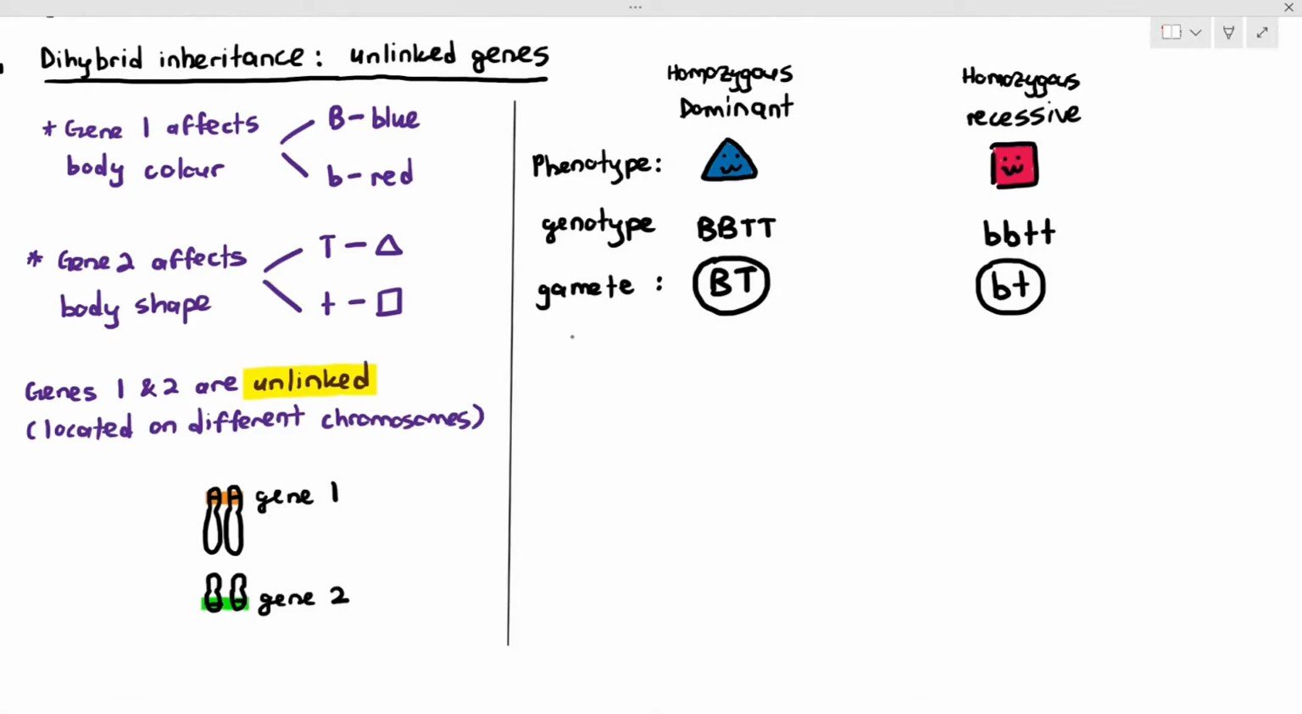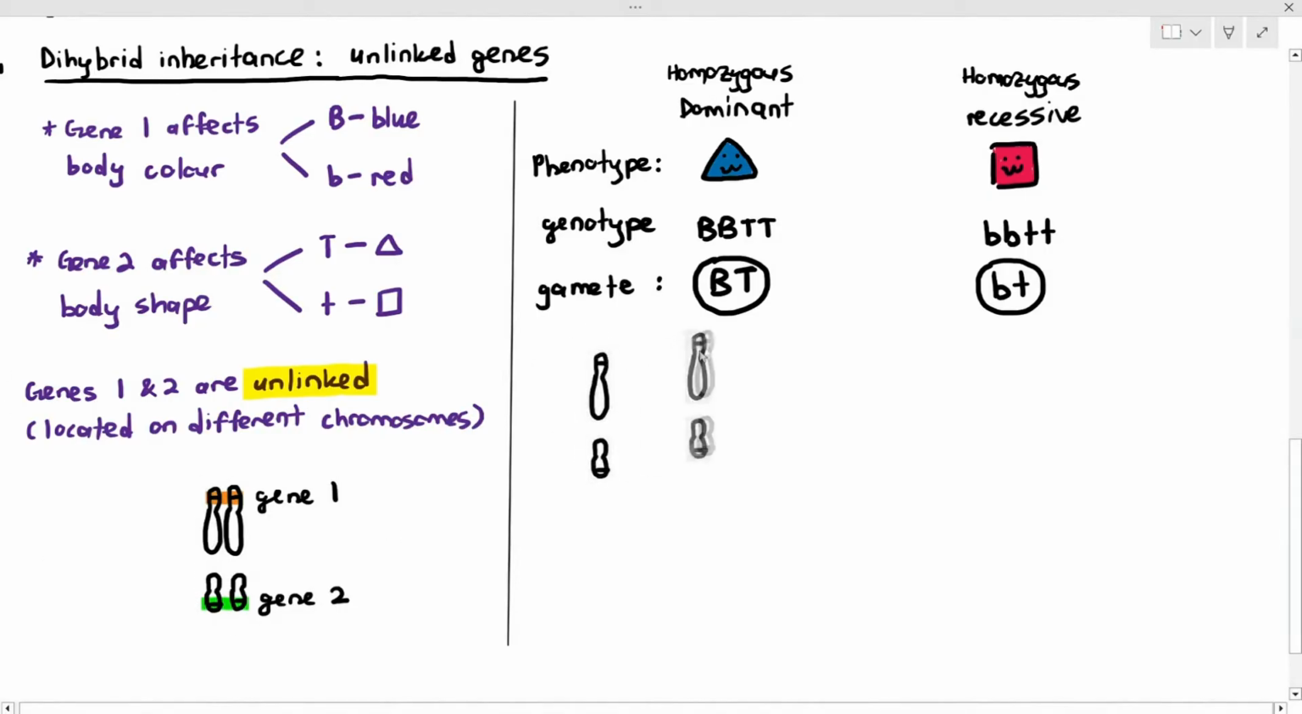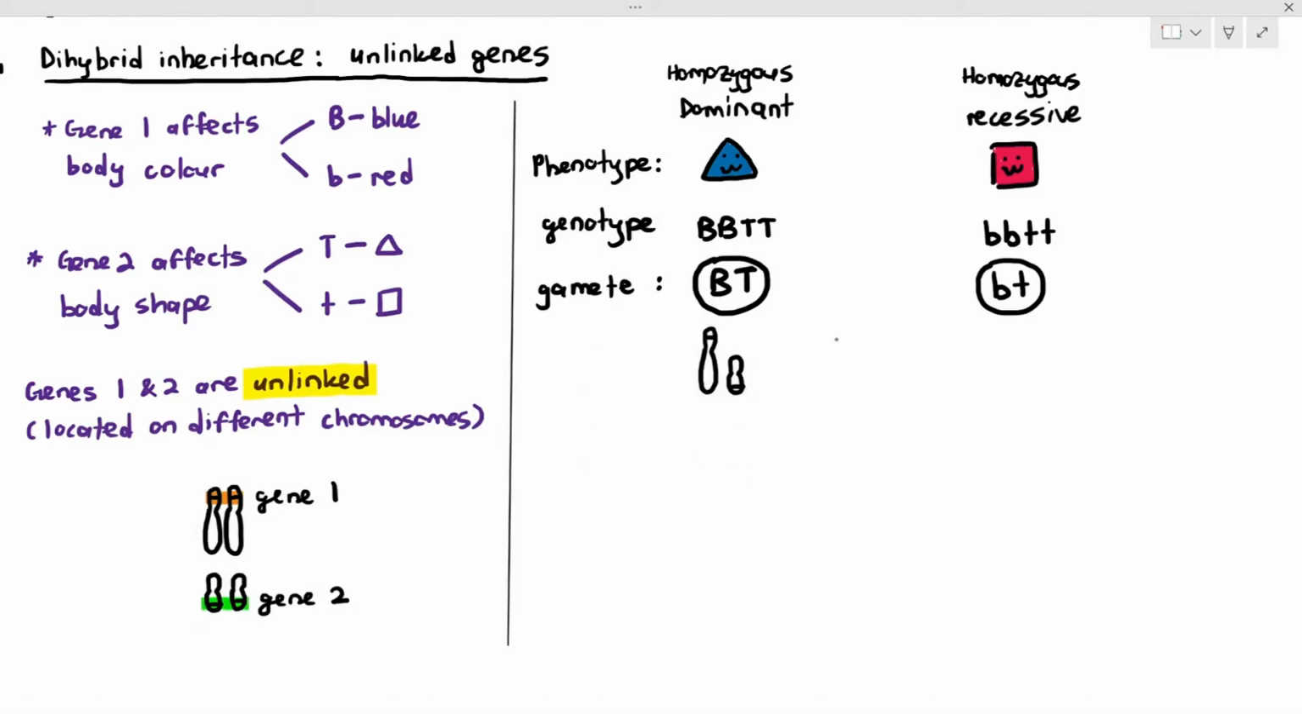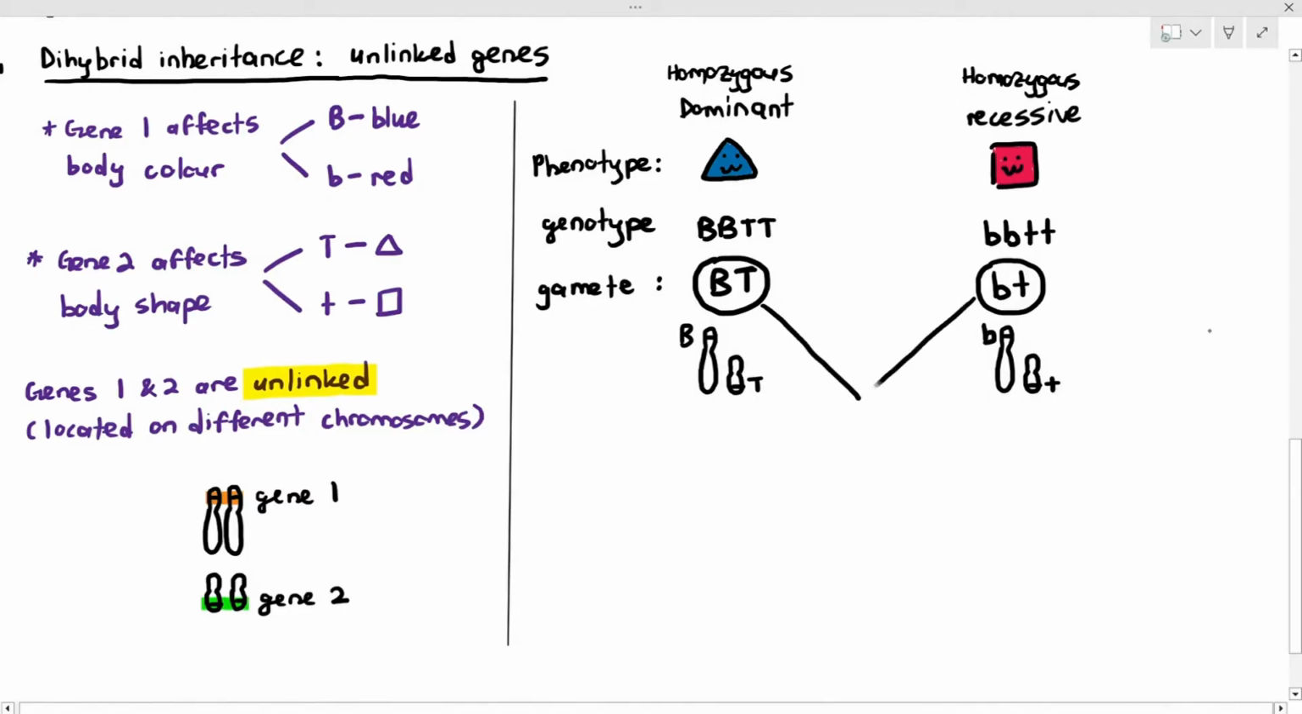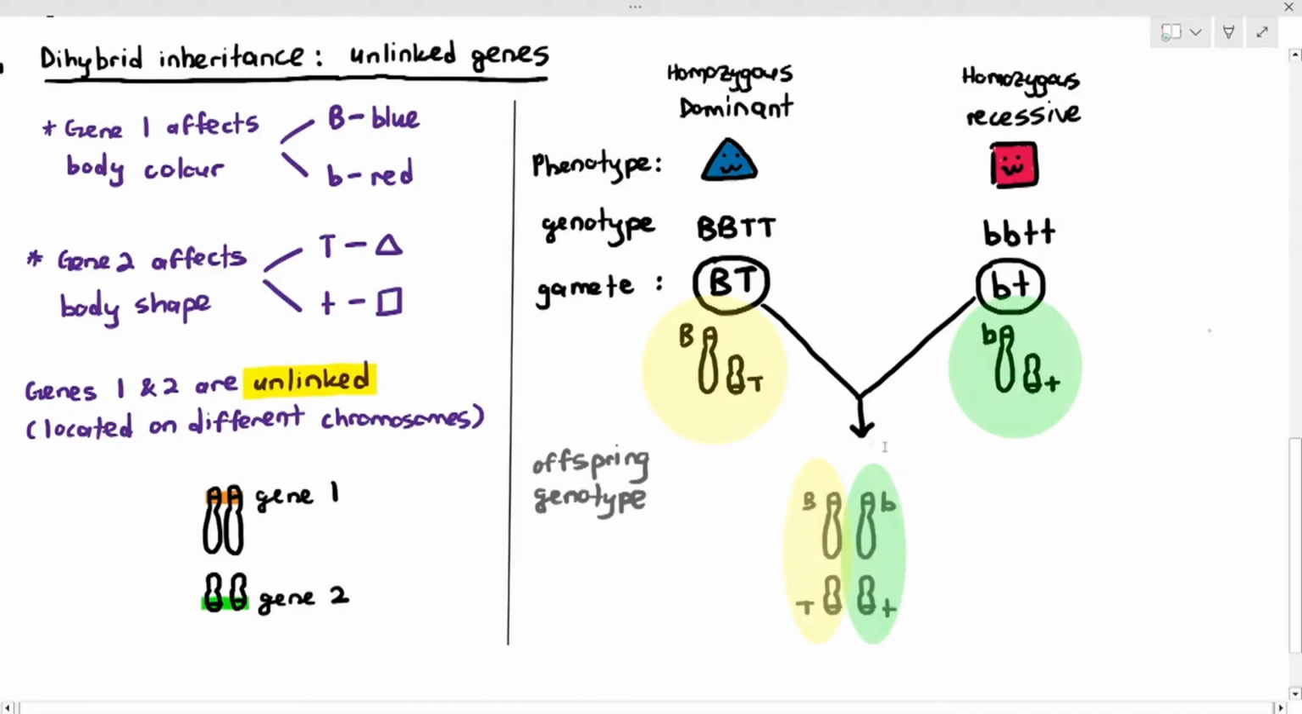So this is the gametes produced by the homozygous dominant and also the homozygous recessive organisms. Now, what happens to gametes? Gametes will then fuse with each other. When the gametes fuse with each other, the organism will receive one set from the parent, which is large B, large T, and another set which contains small b, small t, as you can see over there. So the offspring's genotype is large B, small b, large T, small t.